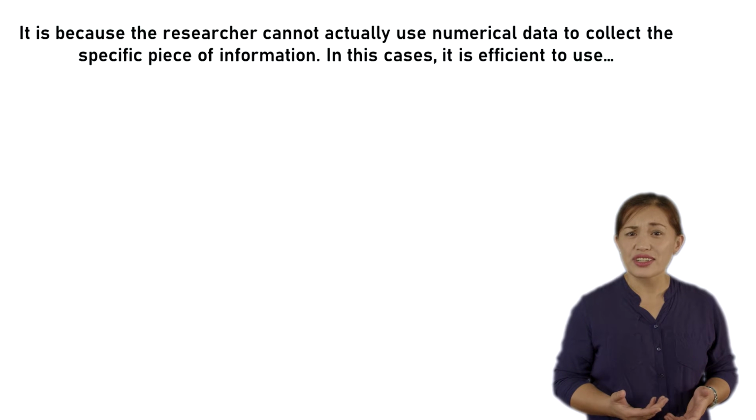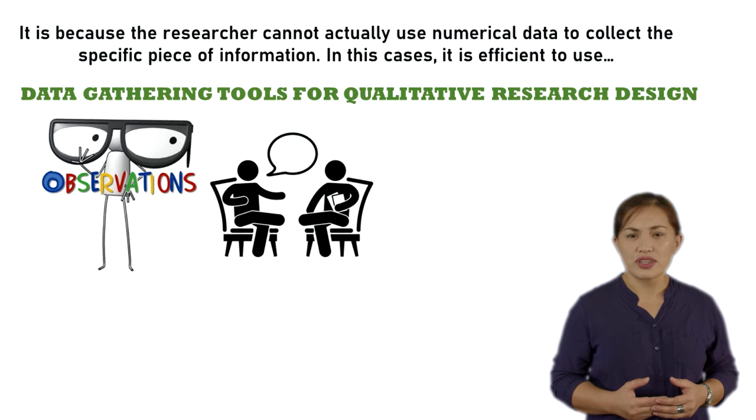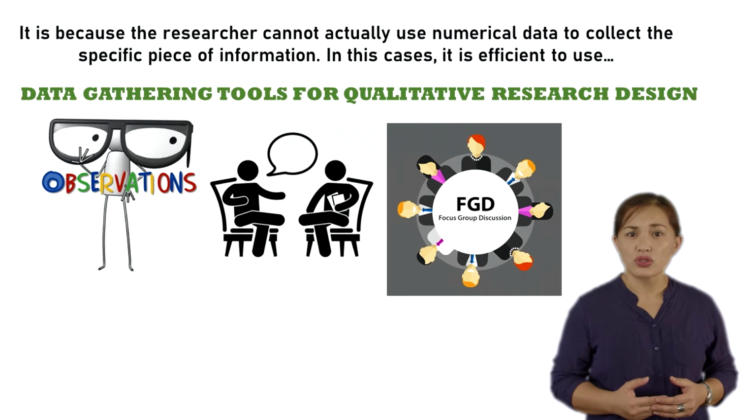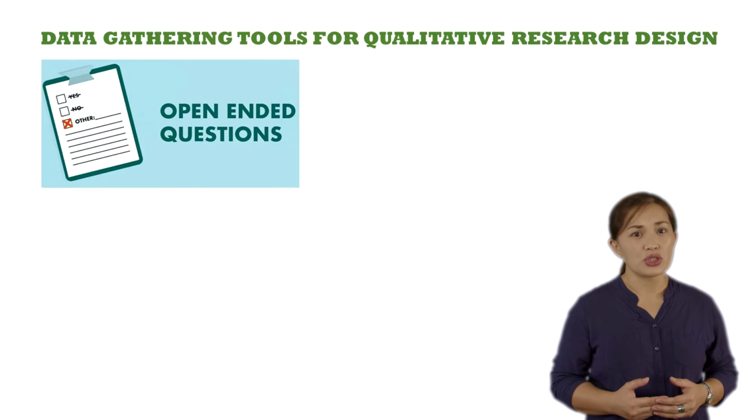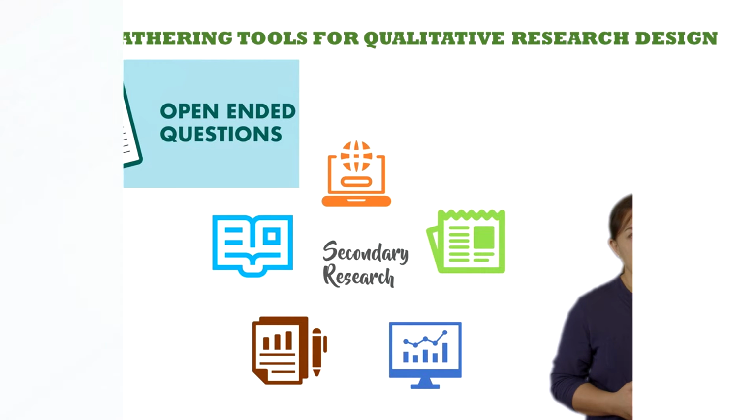Are you wondering why this is under qualitative research? It is because the researcher cannot actually use numerical data to collect the specific piece of information. In these cases, it is efficient to use observation, interviews, FGDs, or what we call focus group discussion, surveys, which consist of questionnaires with open-ended questions, and secondary researches.